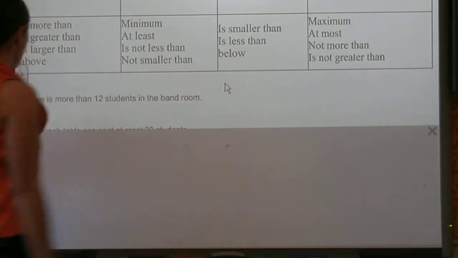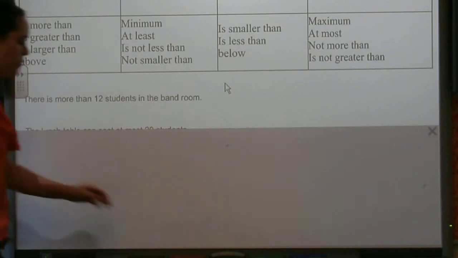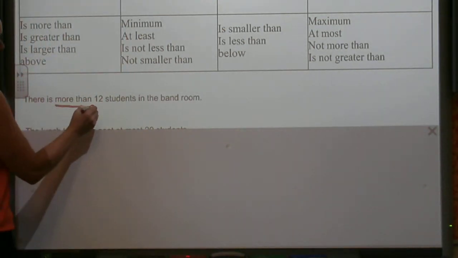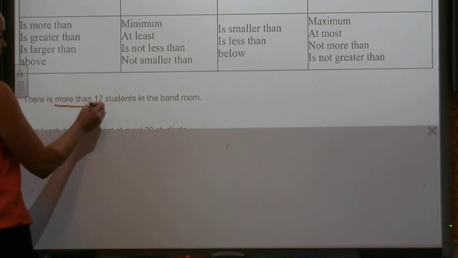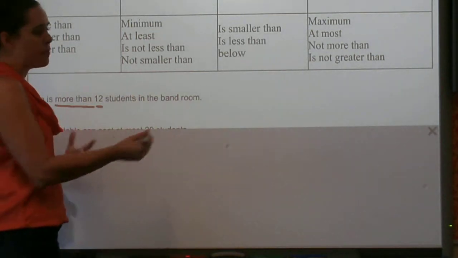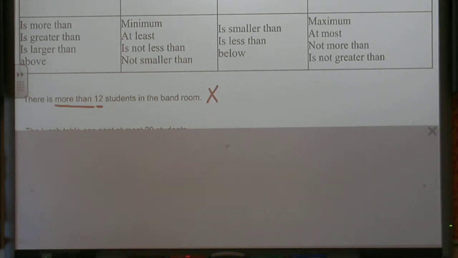All right. There is more than 12 students in the band room. So our key word here is more than, and then the number that we're given, or the value, is 12. Now how we get an inequality from this is that we don't know how many students there are in the band room. So our variable is how many students, and I'm going to use an X to represent how many students there actually are.